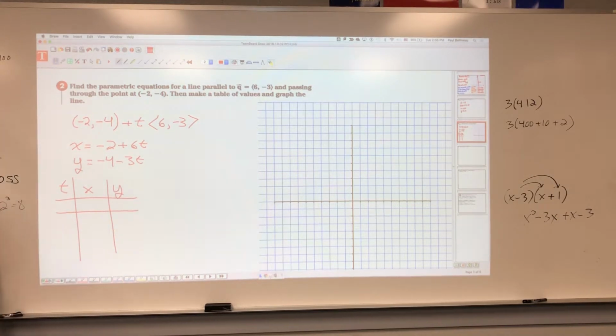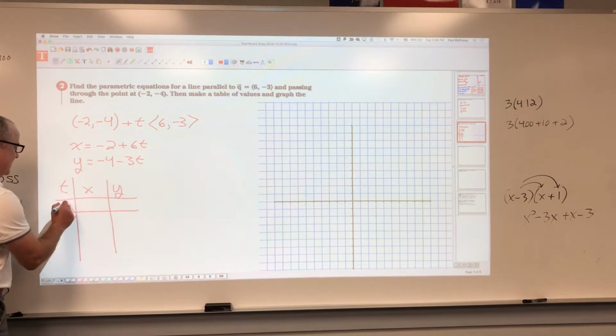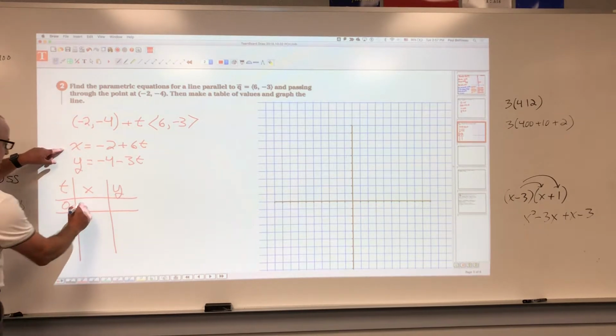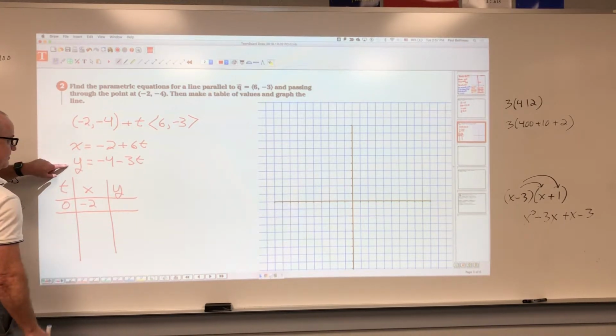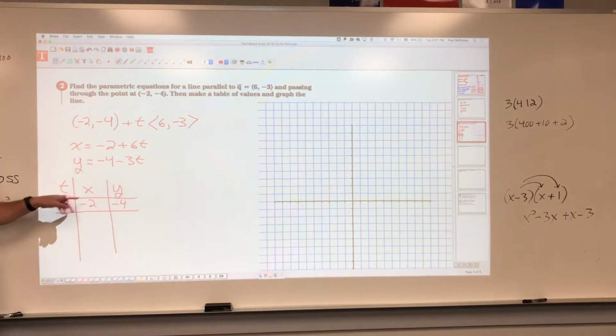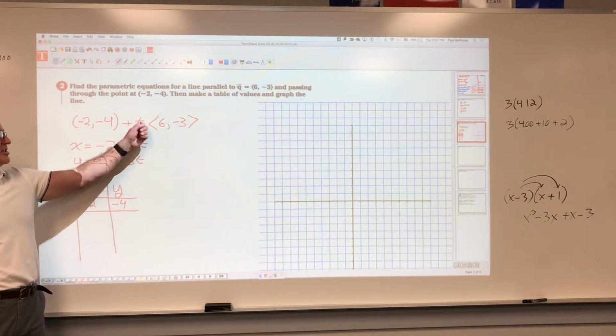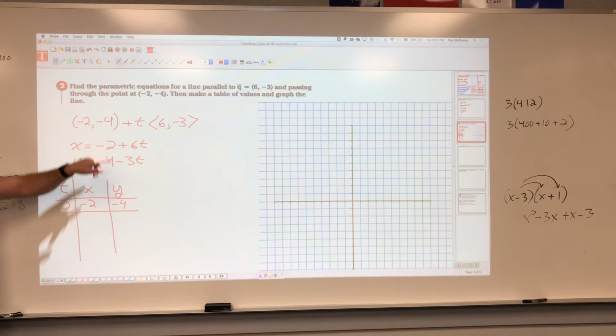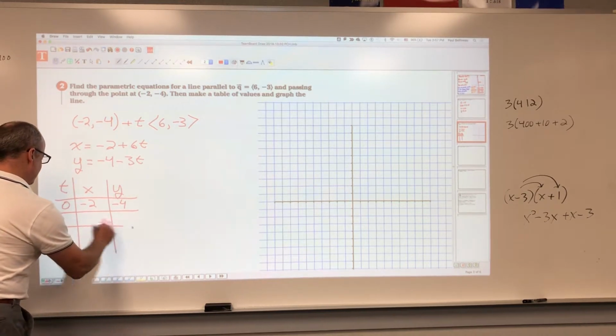Mia looks doubtful. Hey Mia, when t is 0, tell me what x and y are equal to. X is equal to -2, and y is equal to -4. Makes sense. If you multiply your vector times 0, it goes away, and you should be sitting right at your starting point. Does that make a certain sense?